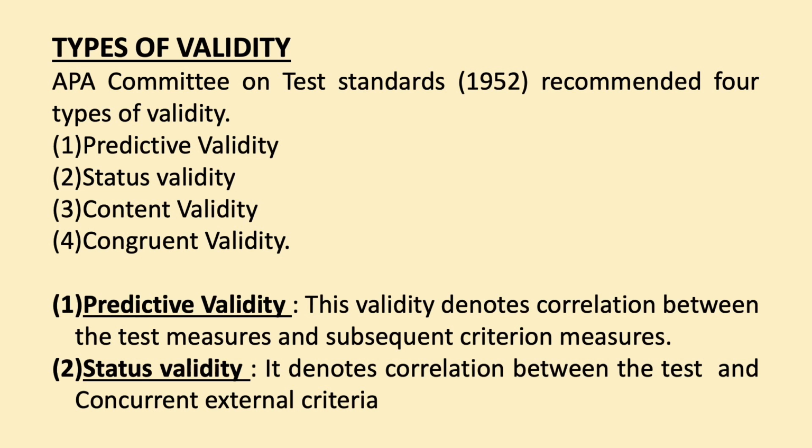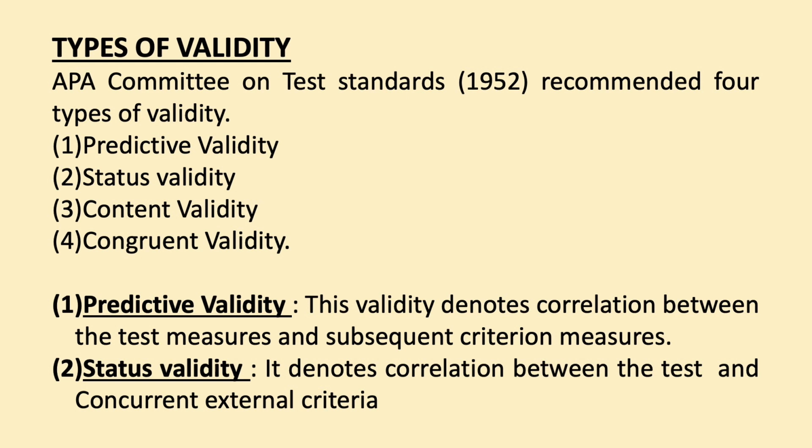So, this was about what is validity. Now, we will talk about types of validity. How many types of validity does a test have? Now, APA, that is the American Psychological Association. This is a very old association, which recognizes disciplines of psychology, which gives us certificates and licenses that we are psychologists. They sometimes tell us the standards that must be fulfilled, like the ISI mark. Now, the APA Committee on Test Standards in 1952, I am talking 1952, recommended 4 types of validity.